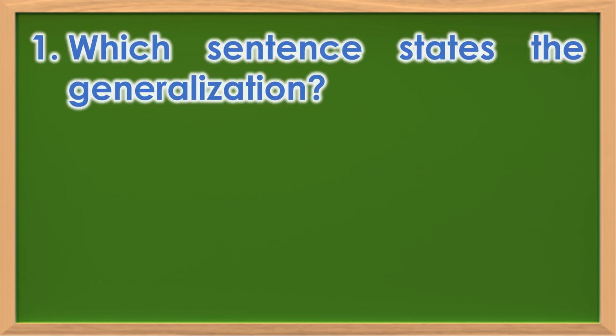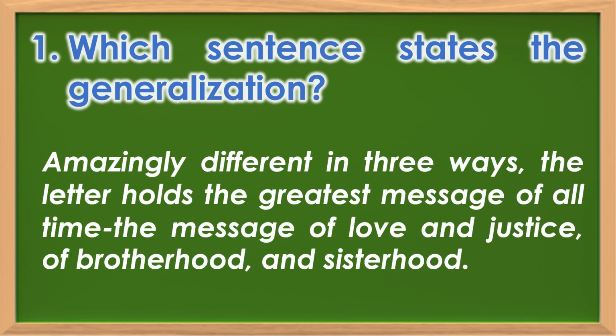Let us answer some questions about the passage. Number 1. Which sentence states the generalization? Very good. Amazingly different in 3 ways. The letter holds the greatest message of all time, the message of love and justice, of brotherhood and sisterhood. Grade 5 learners, remember that generalizations are like big umbrellas.